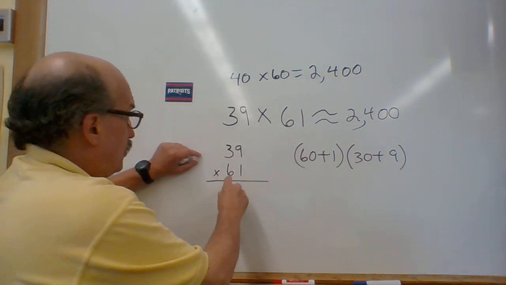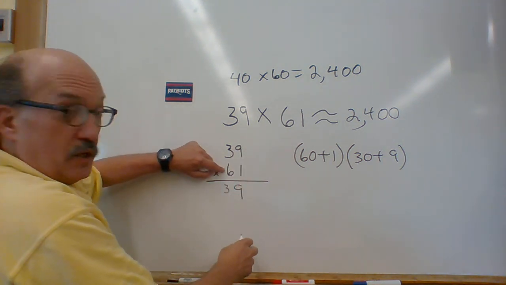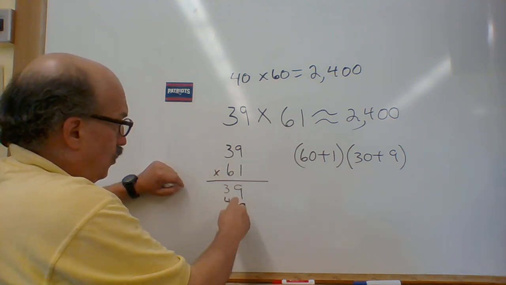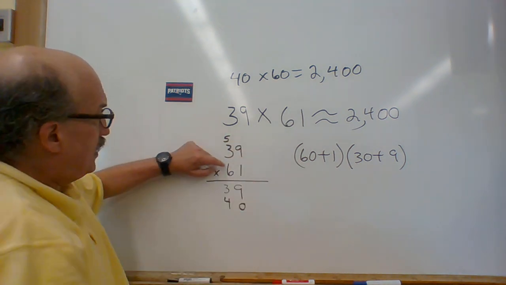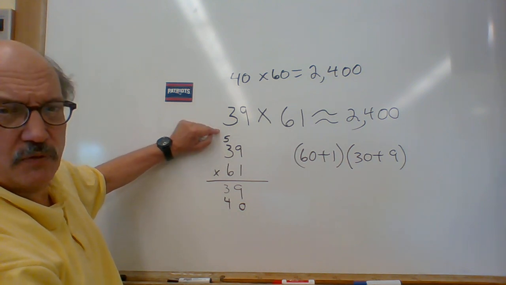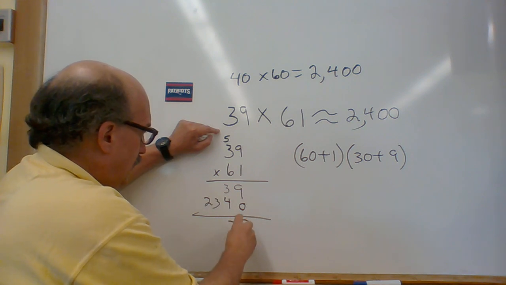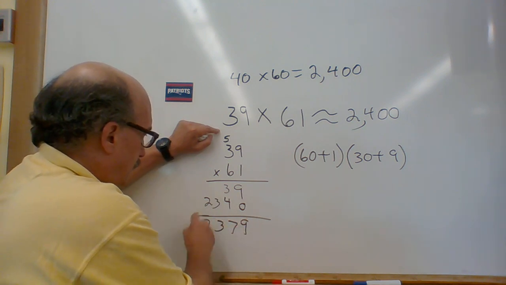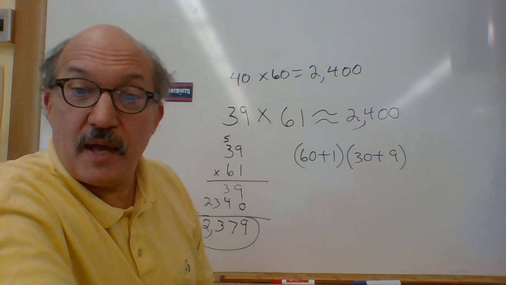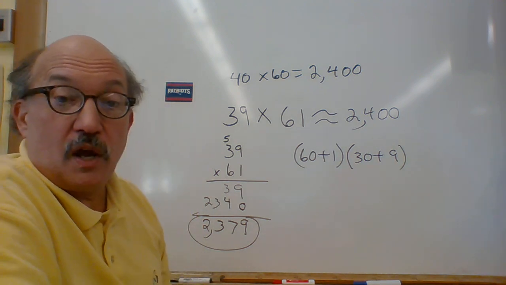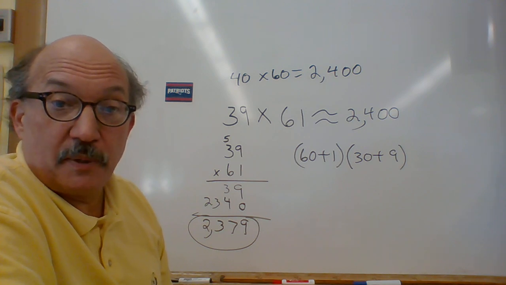Right? Multiplication is commutative. Let's go through the standard algorithm. Well, 1 times 39 is 39. This is really a 60, so we put a 0 there. 6 times 9 is 54. Put down the 4, carry the 5. 6 times 3 is 18, plus 5 is 23. Adding the partial products, there's the same answer, 2,379. And if it weren't the same answer, there would have been something wrong, right? Because multiplication is commutative.